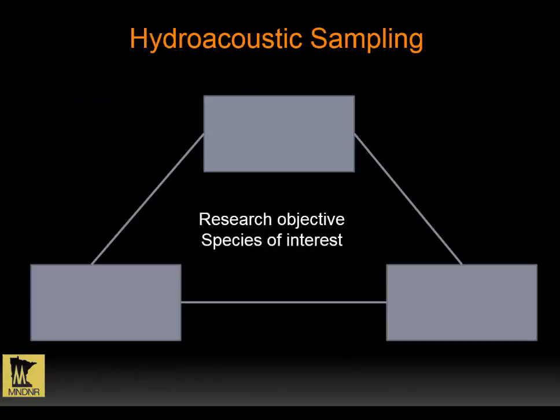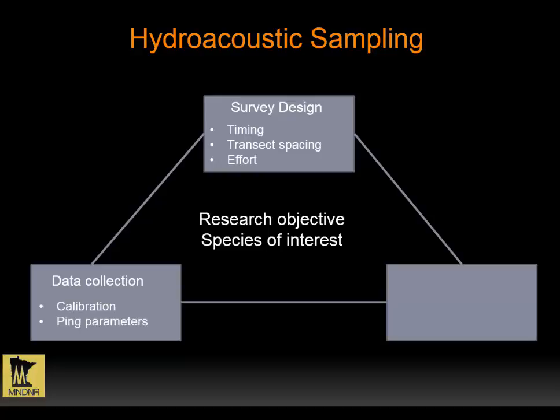With hydroacoustics, in general, there are 3 different components to the sampling, all centered on the research objective and the species of interest. These include the survey design: when we go out and sample, how we space the transects, and how much effort we put forth. Another component is the physical data collection, which includes how we calibrate the equipment and what ping parameters we use, like ping rate. The third component is data analysis, which is really related to the species of interest. It includes setting up cell sizes, establishing thresholds, and partitioning out targets.